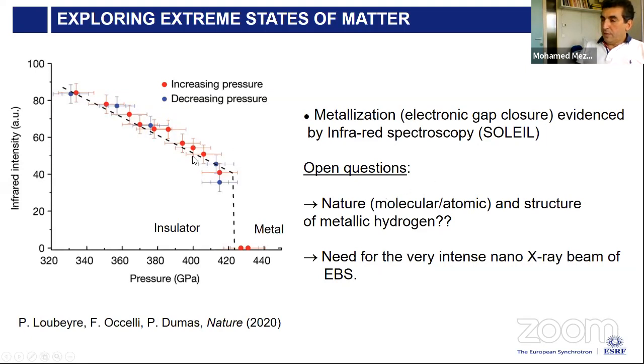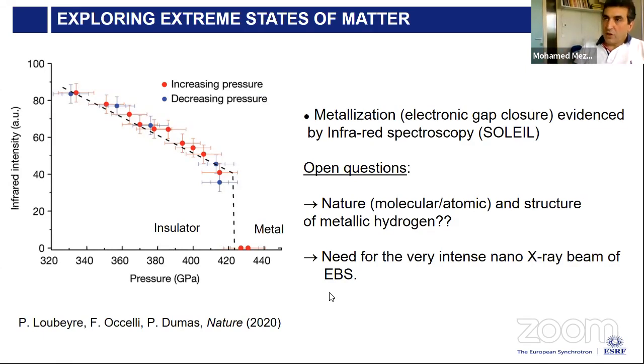And now it's more or less established that hydrogen is in its metallic phase, but there are still some open questions, such as what is the nature? Is it a molecular solid or an atomic solid, as predicted by the ab initio simulation, and what is the structure of this metallic hydrogen? These are quite difficult questions to answer, and for this we will really need the very intense nano beam of EBS to perform, for example, diffraction experiments and other types of characterization experiments. So this is one that could be done, I would say, in the short term.